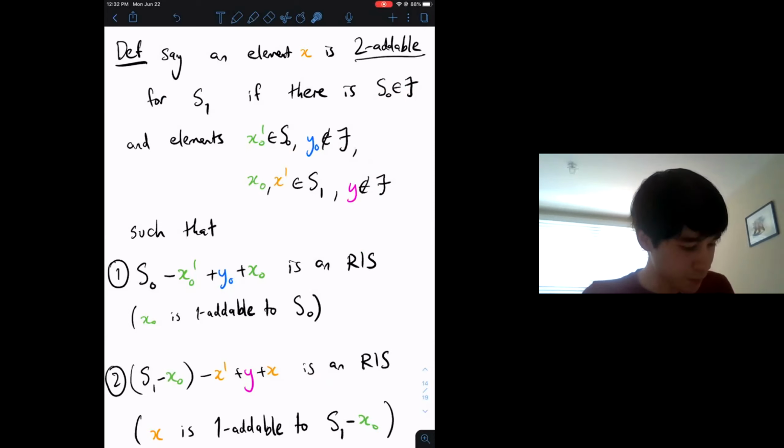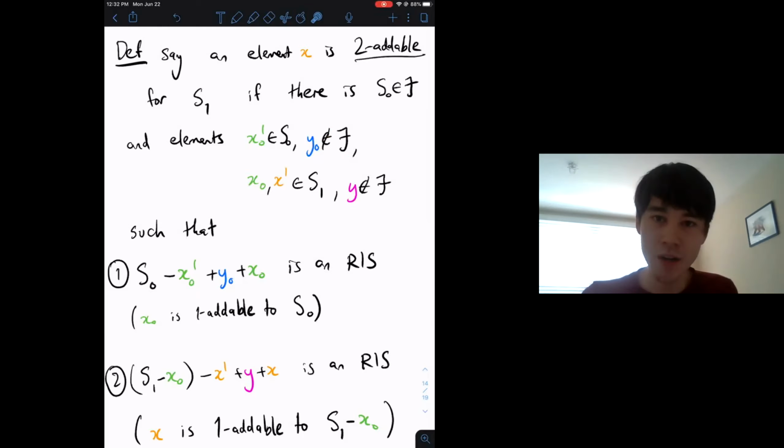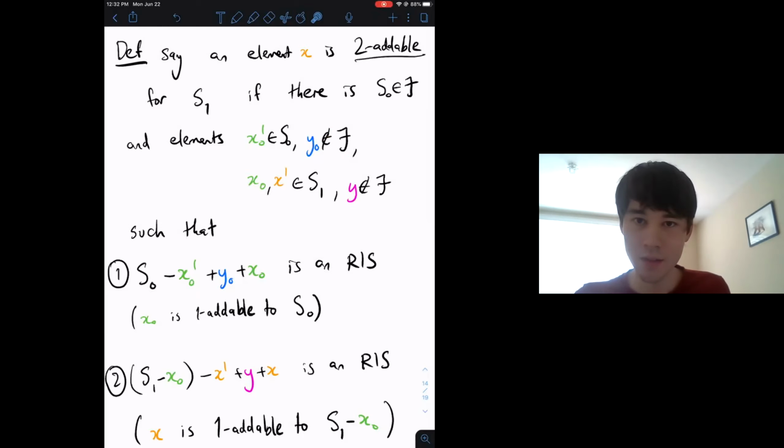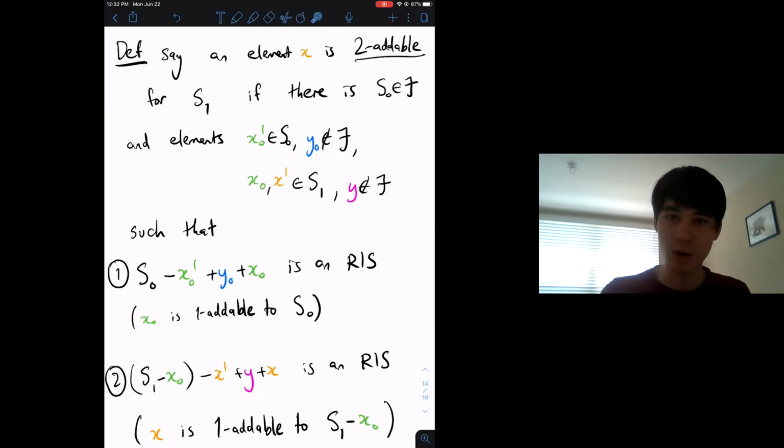So this first thing is saying that some element x0 is 1-addable to S0. So I can do a swap. I can swap x0 prime with y0, and y is not in the family, so this won't create conflicts. Then after doing the swap, I can add x0. So this is 1-addability. And so before, if there had been a 1-addable element which does not already exist in the family, that's exactly the kind of thing we were thinking about before. But maybe that's just not possible. Maybe x0 does appear somewhere else in the family, so I'm not allowed to add it. But then I can just push something around and keep going.